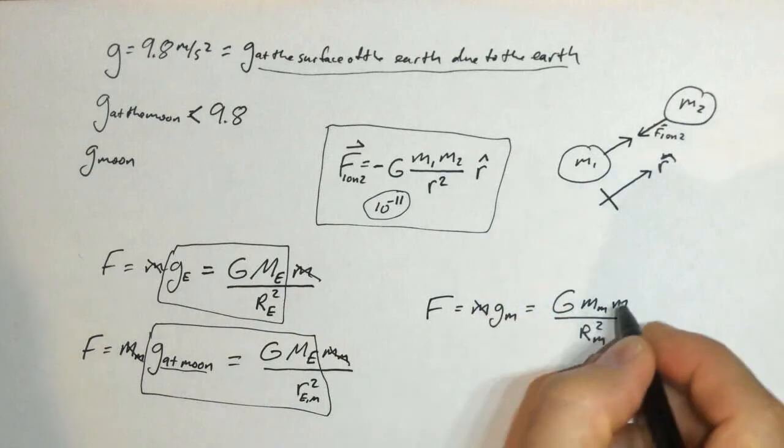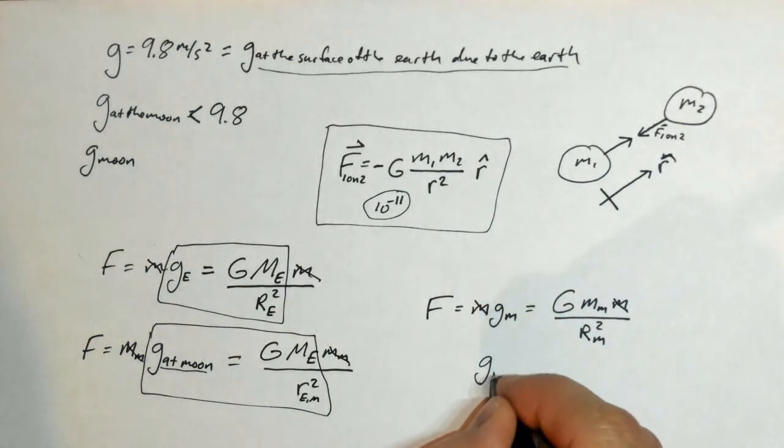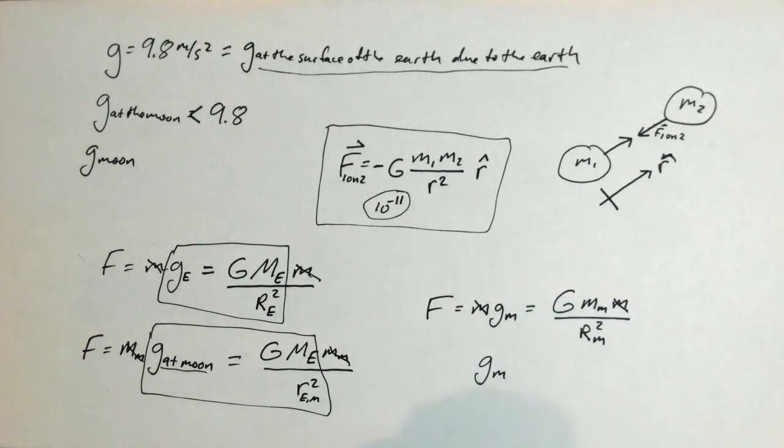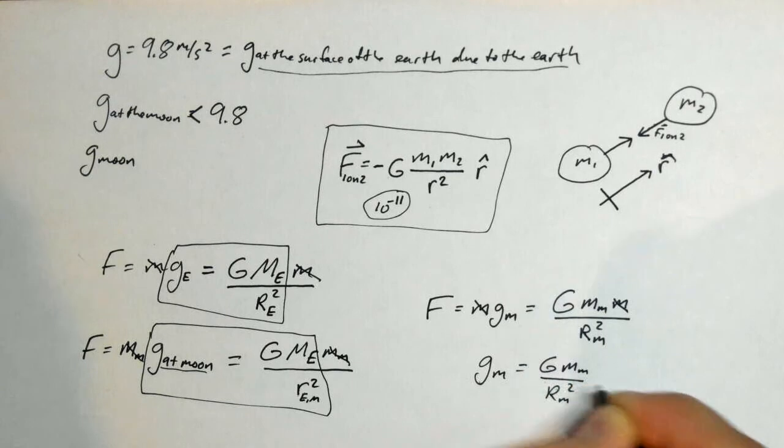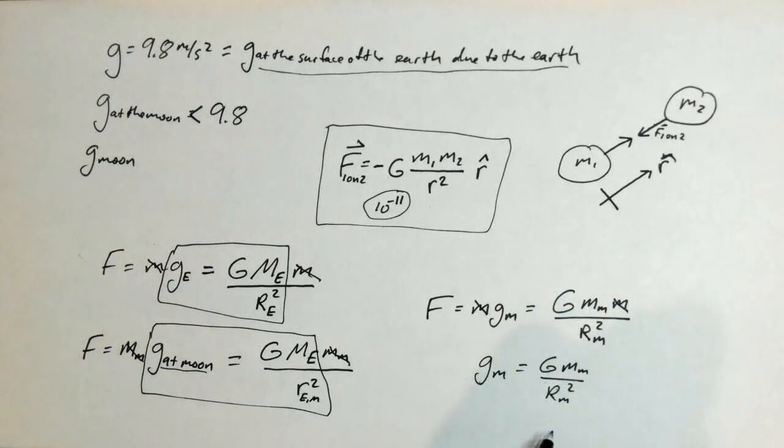So again, cancel those out, and I get g at the surface of the moon due to the moon is equal to G times the mass of the moon over the radius of the moon squared, and those are calculable values. I can look up the radius of the moon. I know this G, and I know the mass of the moon. I can find g at the moon.